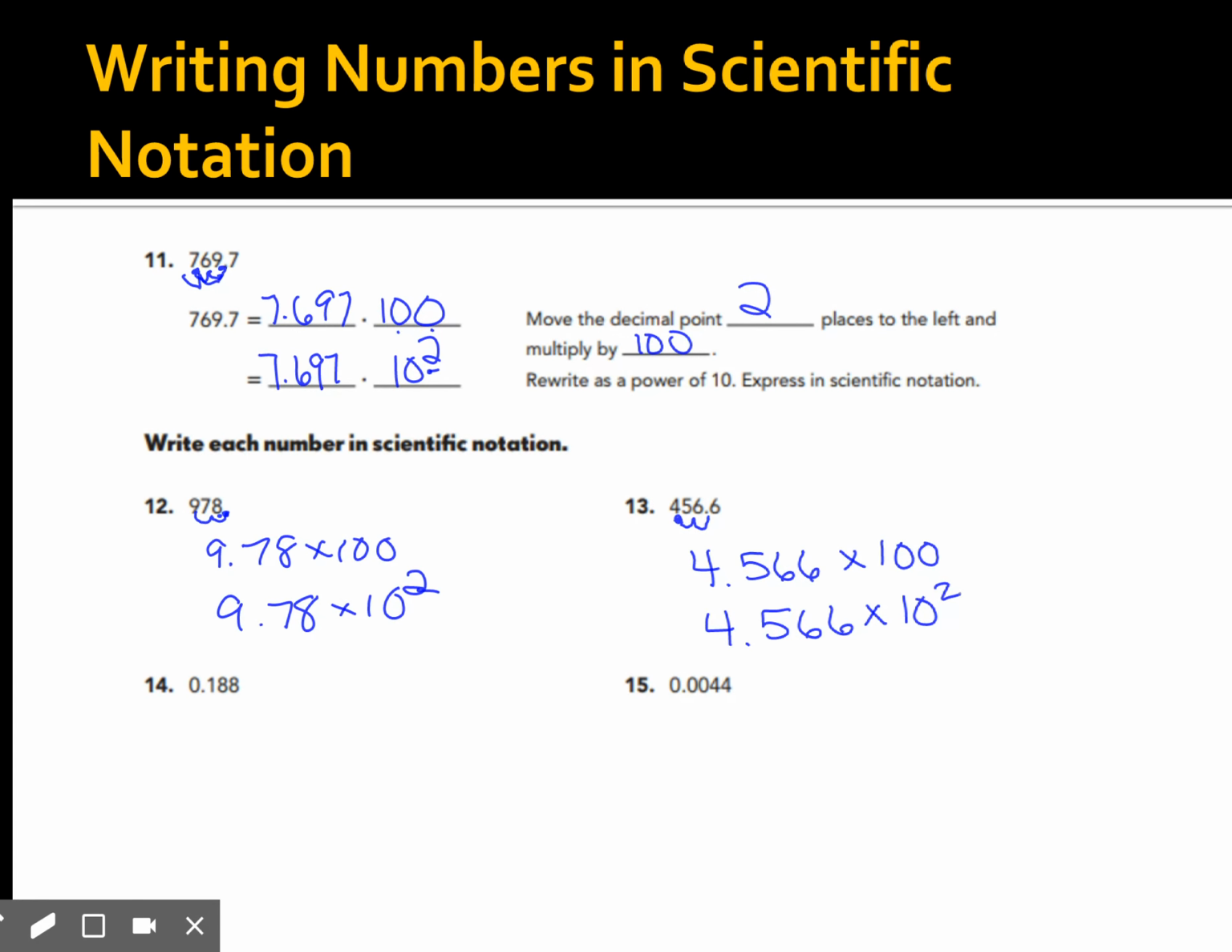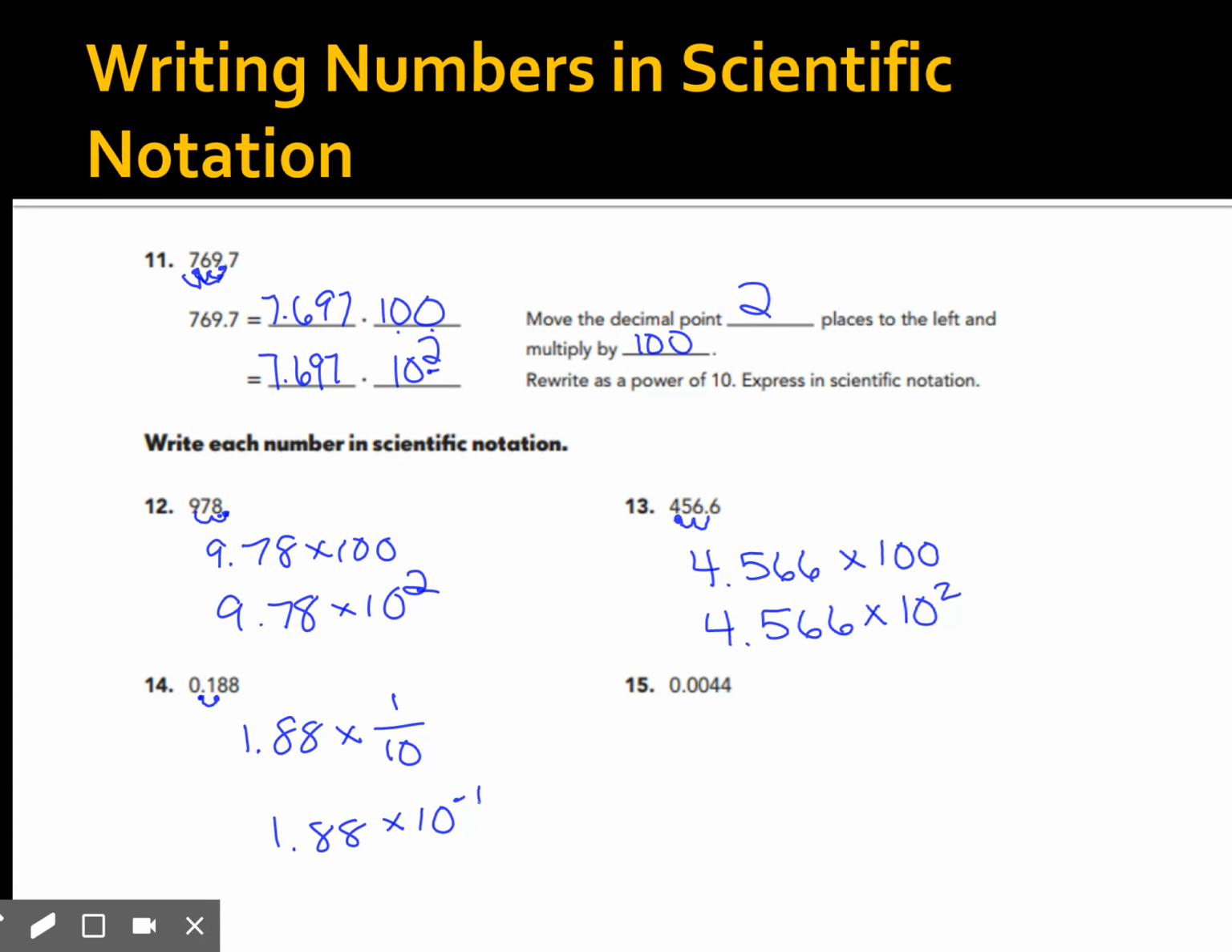Let's try number 14 here, 0.188. I'm moving this decimal 1 space to the right. So because I'm moving it to the right, it actually becomes 1.88 times 1 over 10, or 1.88 times 10 to the negative 1. Again, because I move my decimal to the right, my exponent is negative.